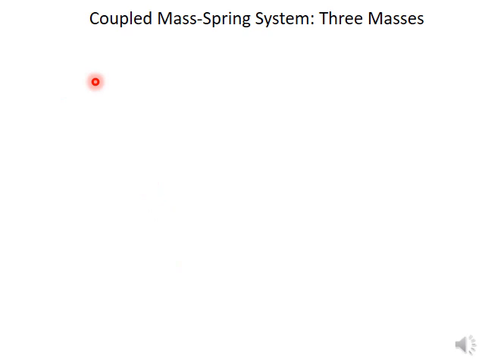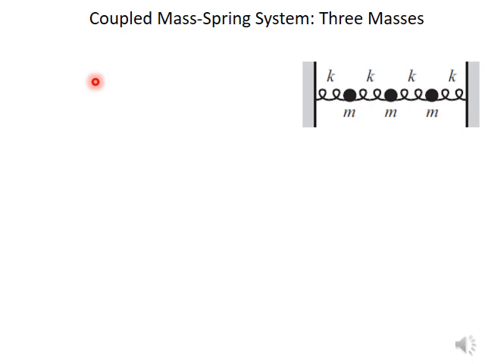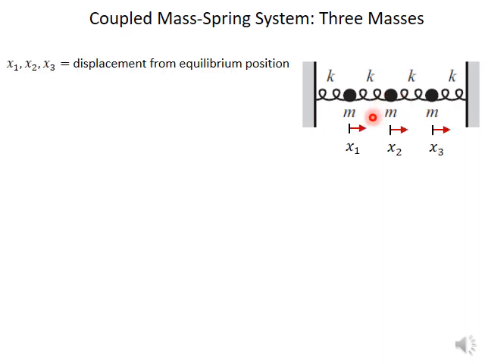Let's expand this treatment to three masses. So I would go a bit quickly over it. So now I have three masses connected by springs and connected to the walls, rigid walls. And for simplicity, I'm taking all the spring constants to be the same. So let's say x1, x2, and x3 represent the three displacements.